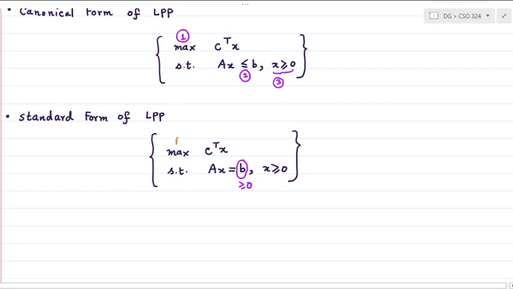The first condition is that the problem must be in the maximization form. The constraints are all equalities, except the non-negativity restriction of the variables. Here the third condition is that this B vector is usually referred to as the requirement vector.